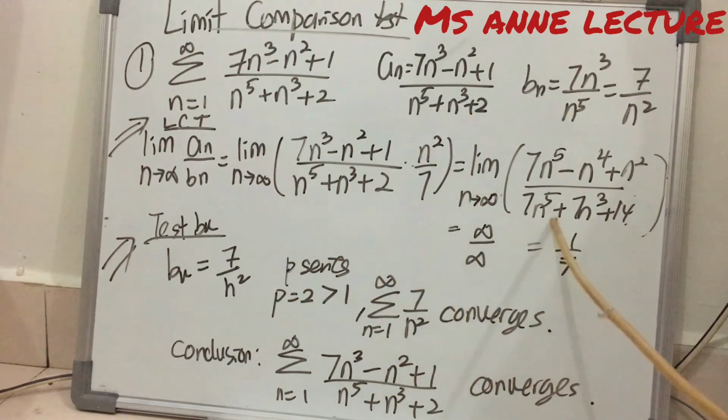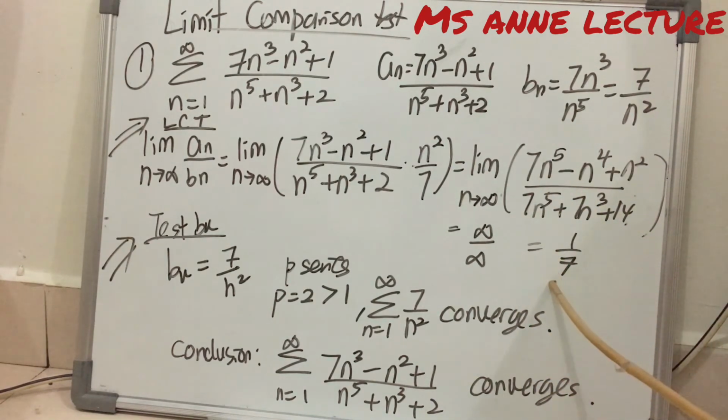From here, if you simplify, you will get infinity over infinity, where you have to apply L'Hopital's rule until you get the value of 1 over 7. So please show this, not only until here. You have to proceed until you get 1 over 7. You have to show the L'Hopital's rule.